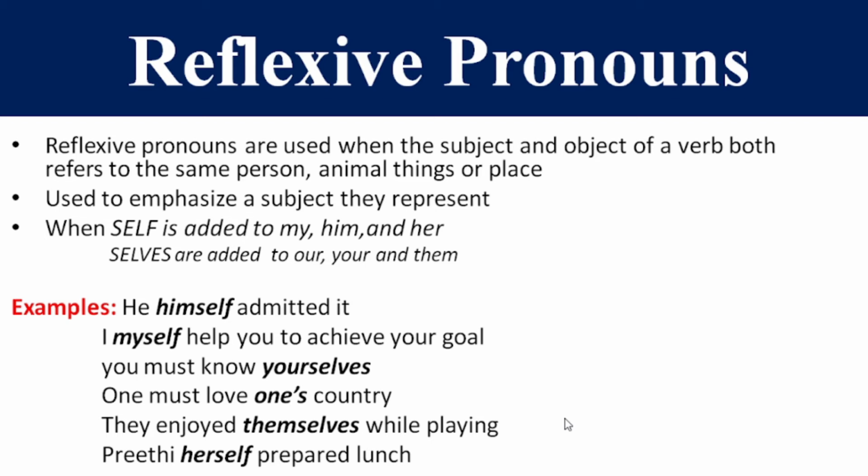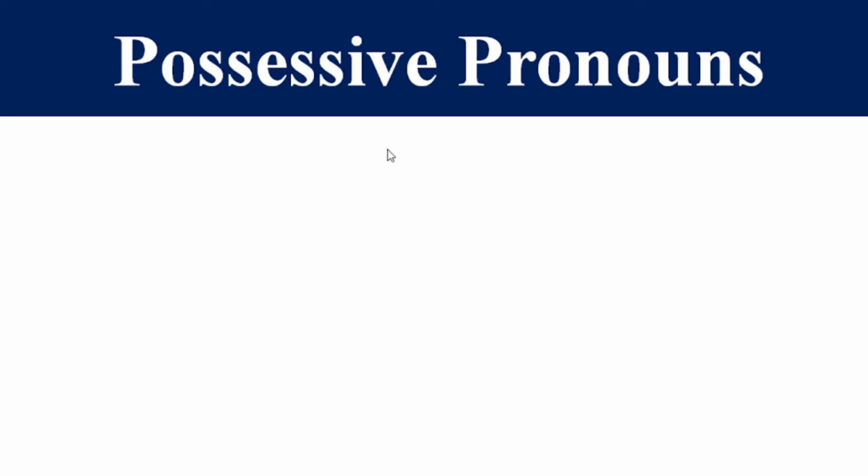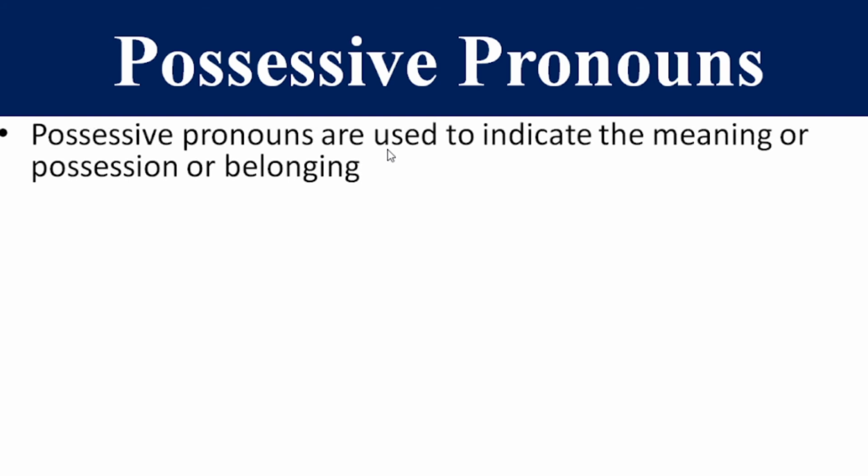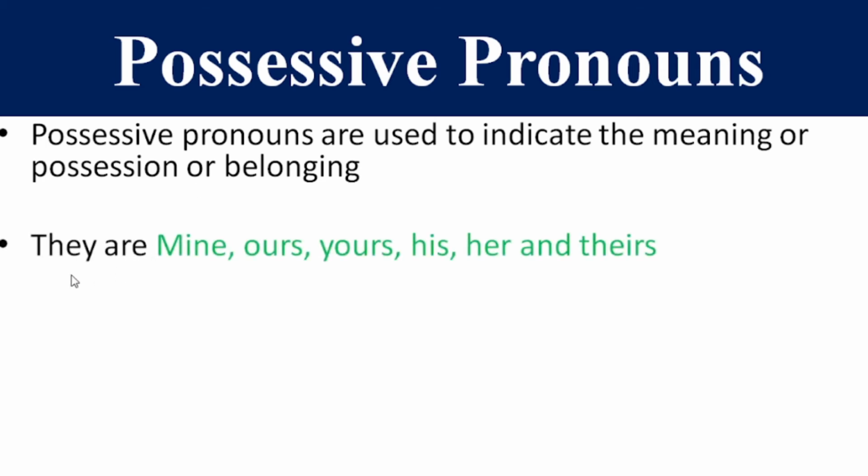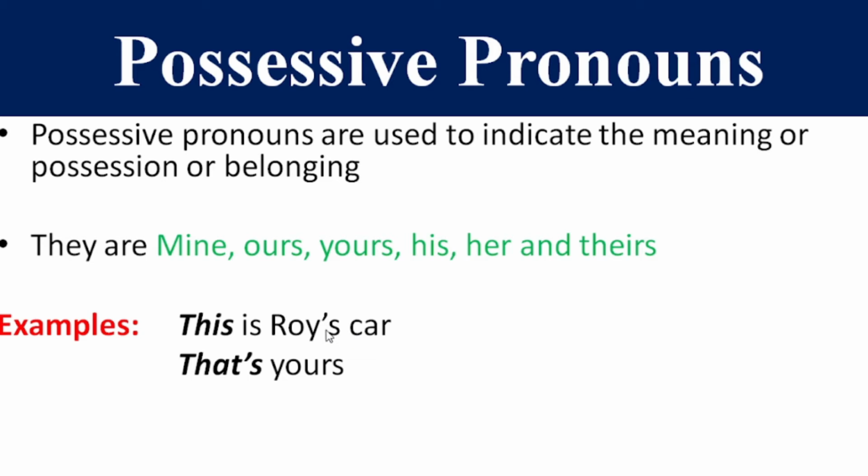Now next slide. Next type of the pronouns is possessive pronouns. Look at the definition. Possessive pronouns are used to indicate the meaning of possession or belonging. In this way, possessive pronouns are mine, ours, yours, his, hers and theirs. So here the examples are, this is Roy's car, and here Roy's is a possessive pronoun.